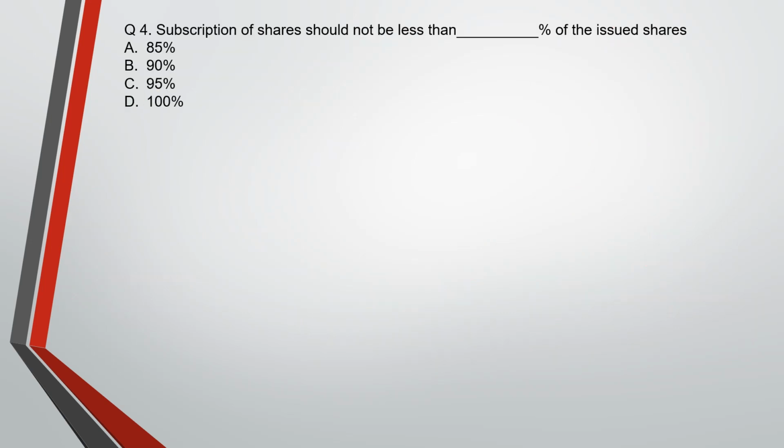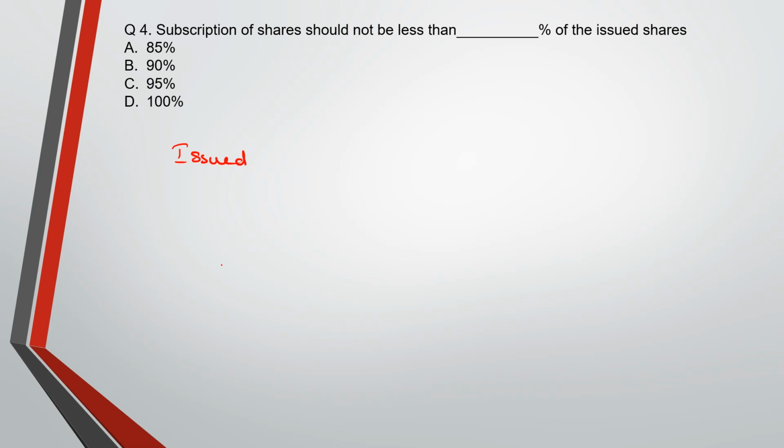Now moving on to the next question. The next question is, subscription of shares should not be less than dash percentage of the issued shares. Now we know that when a company wants capital, it issues shares and raises money from the public. Then it has to get applications from the public and go ahead with the allotment of shares to those who have applied. The public applying is called subscription to the shares.